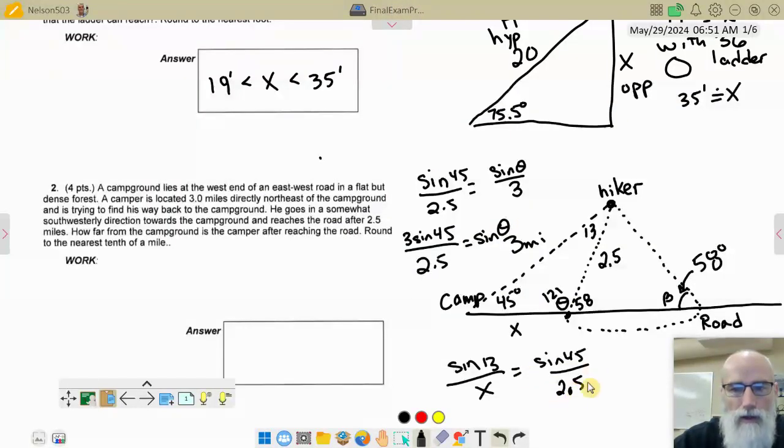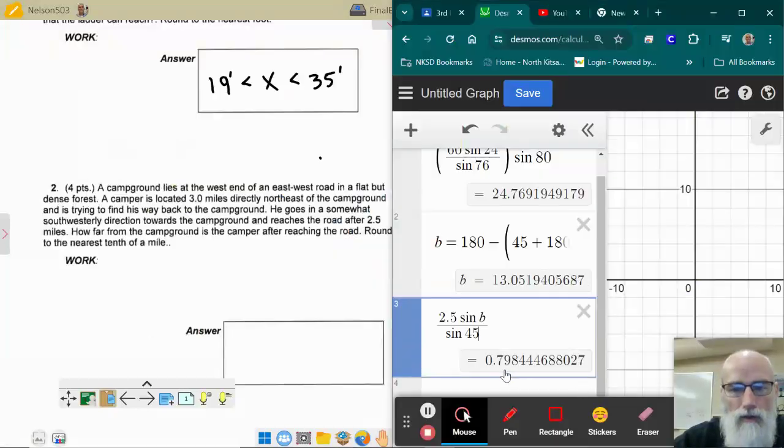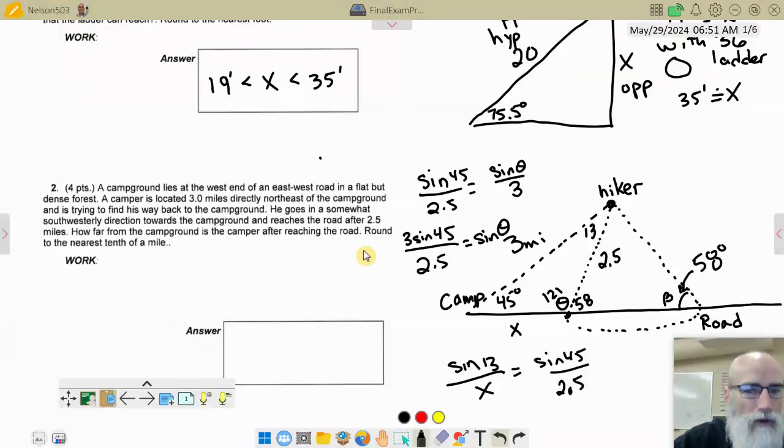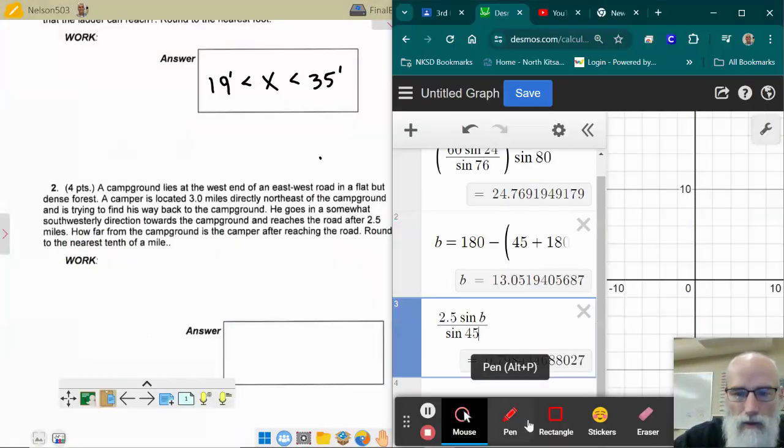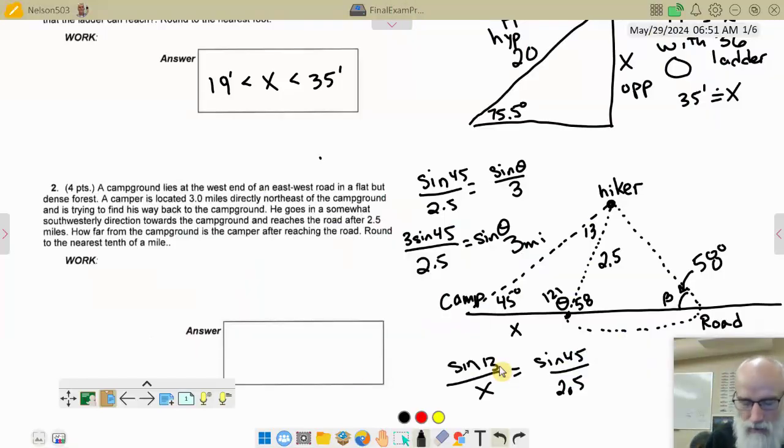Is that a reasonable number? Yeah, 2.5. Yeah. 0.798. What do we want to round to? Round to the nearest tenth. 0.8. Okay, so they're 0.8 miles, 0.8 miles from camp.